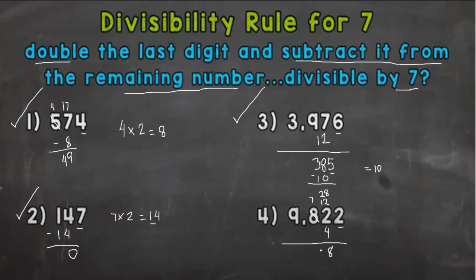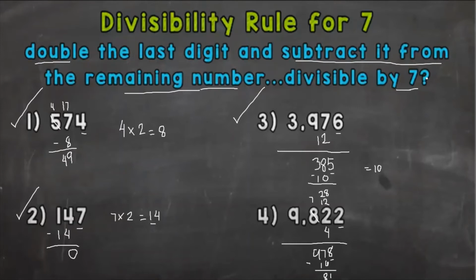We have here 7, we have here 9. So we still have a big number. So let us continue. Double the last digit. If we double the 8, that is 16. So 16 minus 97, so subtract. 7 minus 6, that is 1. 9 minus 1, that is 8. So we have here 81.